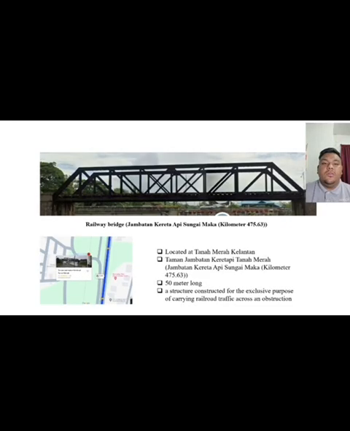The structure that I chose is a railway bridge which is located at Tanah Merah, Kelantan. The locals call it Taman Jambatan Kereta Api Tanah Merah, which is Jambatan Kereta Api Sungai Melaka, kilometer 475.63. The length of the bridge is estimated as 50 meters long.